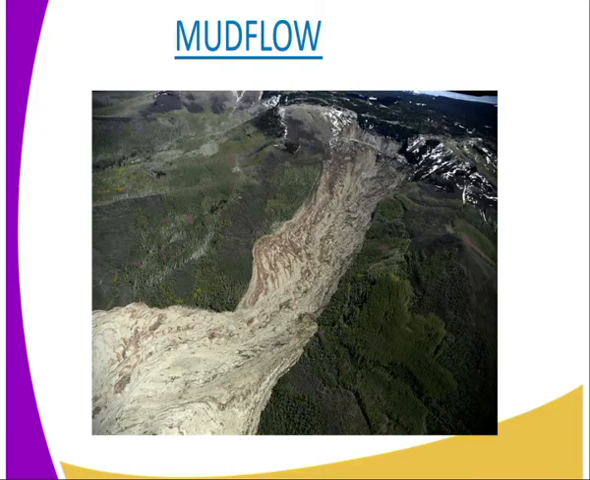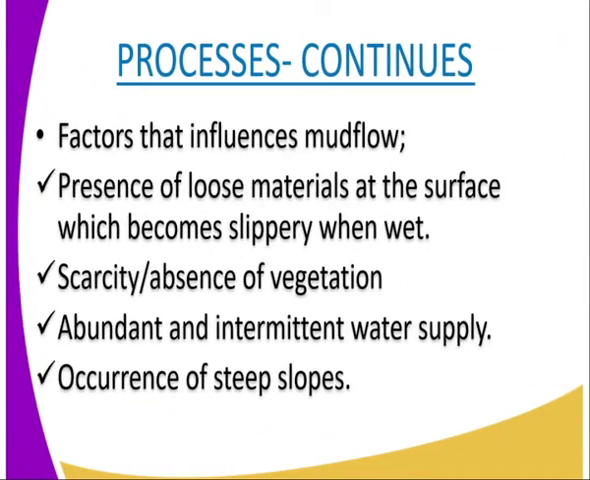Before we go to the next one, we can look at the factors that influence the mud flow to occur. One, there must be the presence of materials at the surface which become slippery when wet. Number two, the scarcity or absence of vegetation. Number three, there must be an abundant and intermittent water supply. And number four, there must be steep slopes. Those are the four factors that facilitate the mud flow.